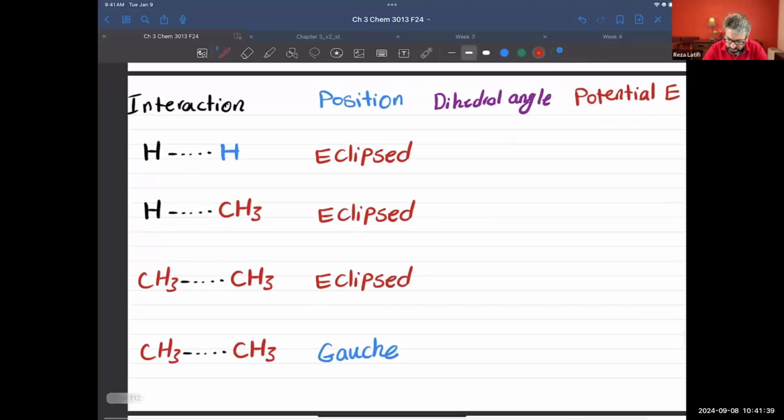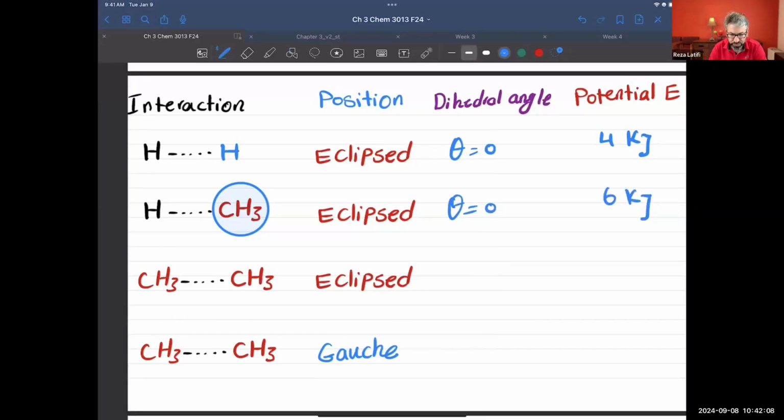So if I want to summarize whatever I said, in the eclipsed position, if you have two hydrogens, the dihedral angle between them will be 0, and this is going to cost us 4 kilojoules of energy. If you replace one of the hydrogens by a methyl group, because it's bulkier, you're going to have a torsional and a steric effect. Theta still is 0, and that's going to cost the system 6 kilojoules. If you have two methyl groups, in that case, the system will be unstable by 11 kilojoules.